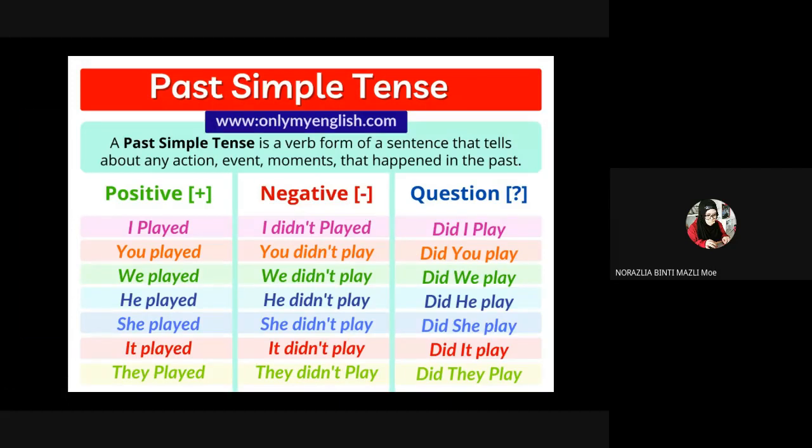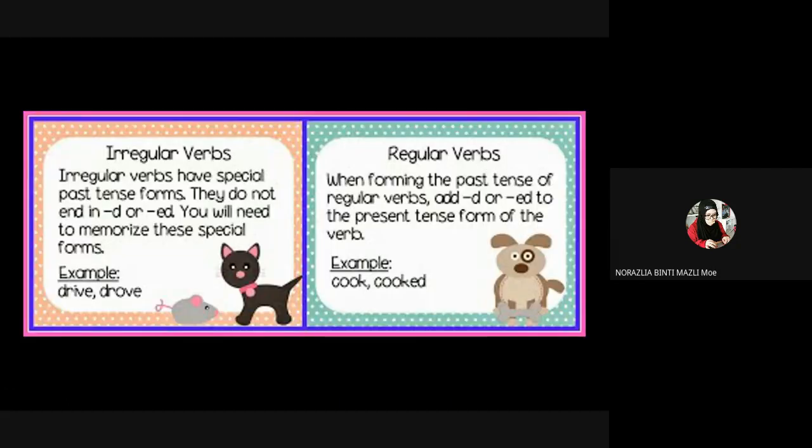Okay, continue. So now this one, for past simple, we have to understand there are another, tadi kita tengok form dia, positive, negative, question. Now this one would be the type of the verb, pasal verb, kata kerja. So there are two types of verbs there. One would be the irregular verbs. Another one would be the regular verbs, okay.